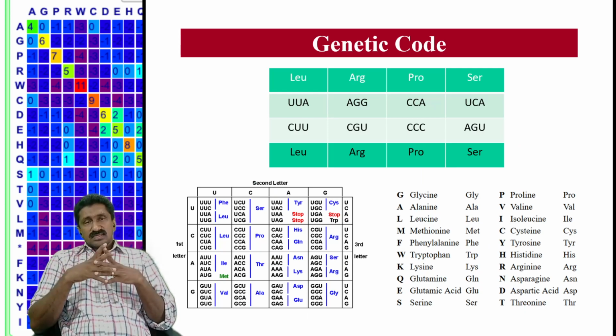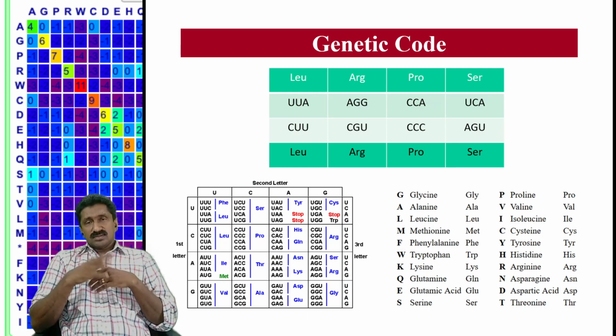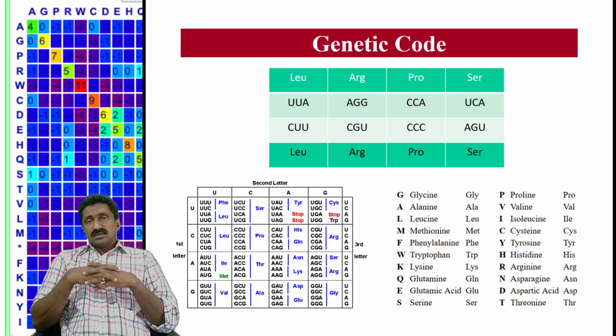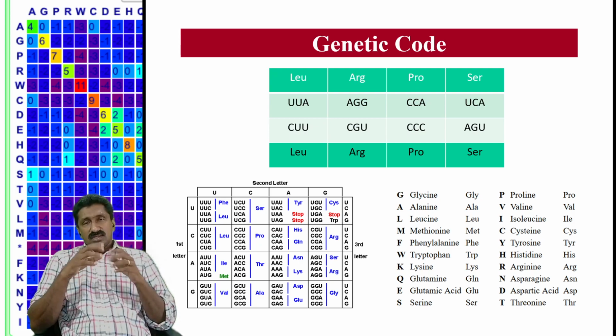If you take the example of leucine, we have possibly 2 codons, and arginine again, many types. Many amino acids have multiple codons.